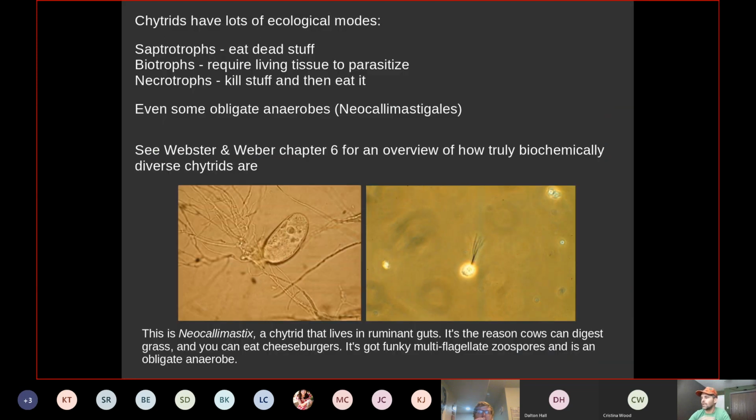Okay. We got a lot of ecological modes. A saprotroph eats dead stuff. That's your decomposer. Okay. A biotroph requires living tissue to parasitize it. Okay. And then a necrotroph does both. It needs living tissue, but only so it can kill it and then eat it. All right. So that's the sociopath of the fungal world, it's the necrotroph. Okay.